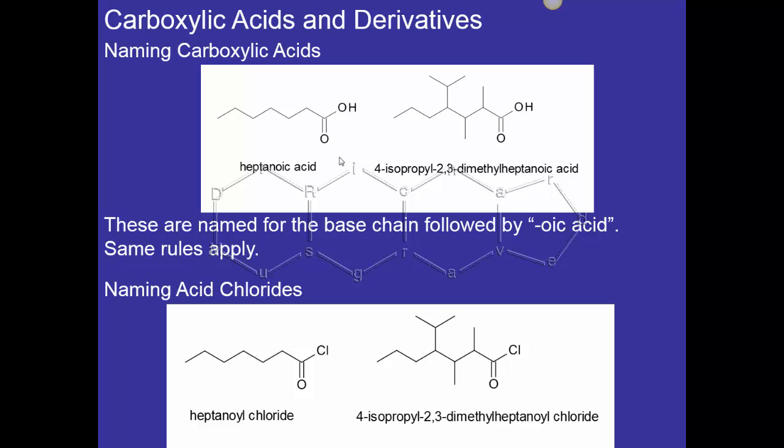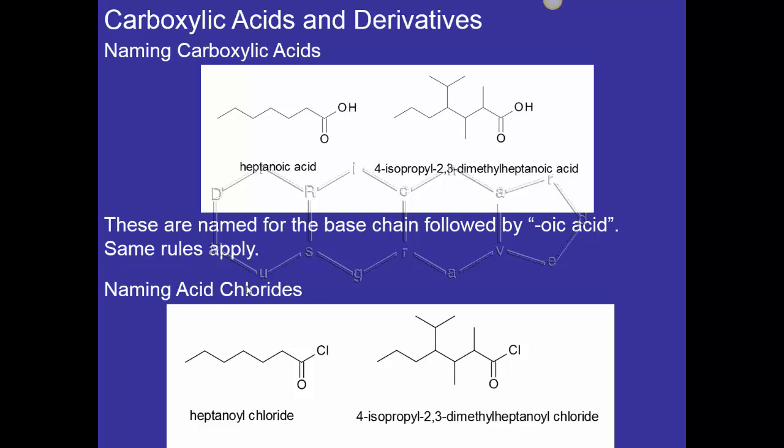The name of carboxylic acids always ends in oic acid, and the base chain includes the carbon that's part of the carboxylic acid itself. So this would be 1, 2, 3, 4, 5, 6, 7. So it would be heptanoic acid. We can then add on side chains if we need to. This one has an isopropyl and 2 methyls, so it's 4-isopropyl, 2,3-dimethyl heptanoic acid, using the same rules as we've learned about in the past for positioning and alphabetization.